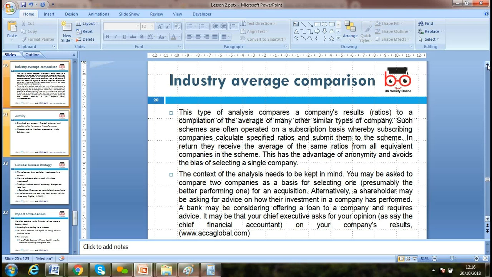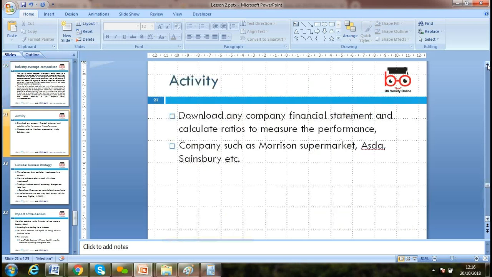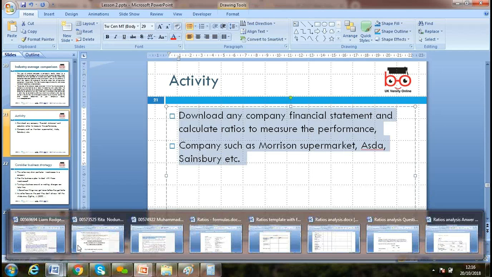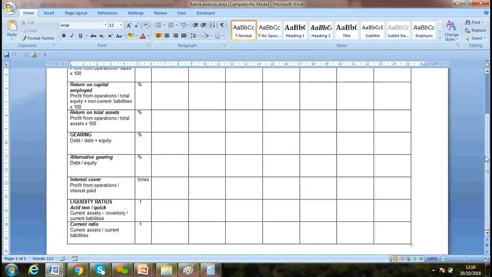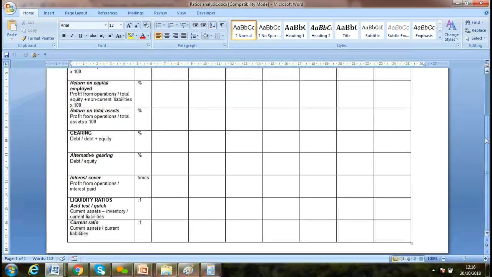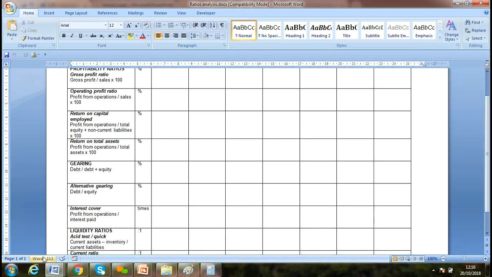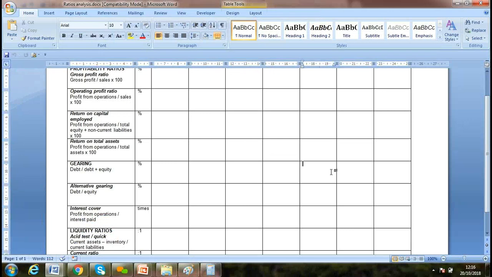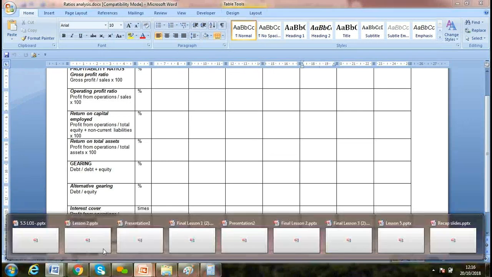Other than that, normally the company itself says we are above the industry, or we are slightly behind the industry, but we are small, or we just started a business. I have already put this activity there. You can download any company's financial statement and compare. I'm going to upload this comparison template as well, where you can calculate these ratios. You can find the figures from these statements.